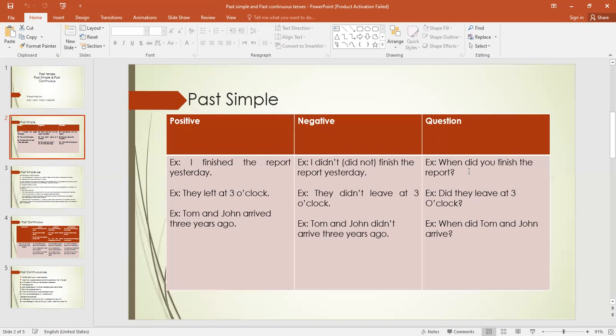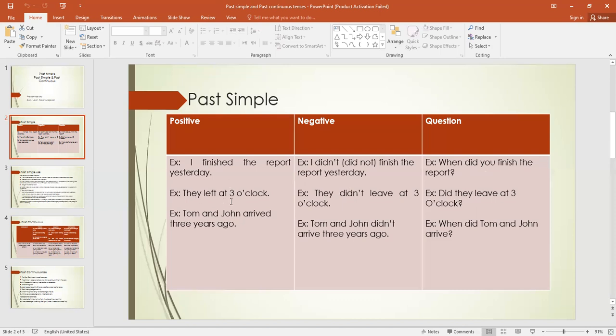Also we can say when did I finish the report. We can change I in this sentence to you, or it can stay I. So both of them are correct. We can say when did I finish the report, or we can say when did you finish the report. This depends on the speaker and the listener in this case.